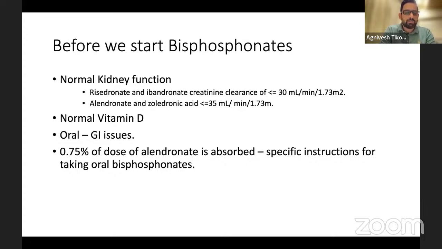Oral bisphosphonates may have some oral GI issues. Their absorption is very less. Only less than 1% of the dose is absorbed. So you have to give them on an empty stomach with a full glass of water, and the patient does not have to eat anything for 45 minutes so that the drug can get absorbed.